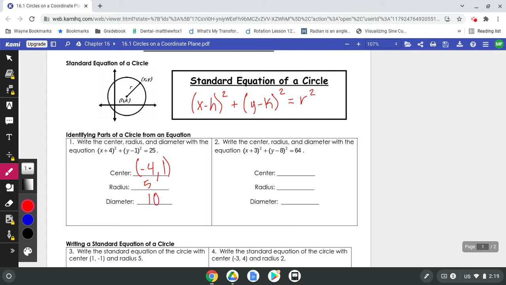That's our answer. So once again, to get the center point, we do the opposite there. So that's going to be -3. Opposite here, 8. The radius, the square root of 64, that's going to be 8. And then if we double that, we get 16. That is our diameter.